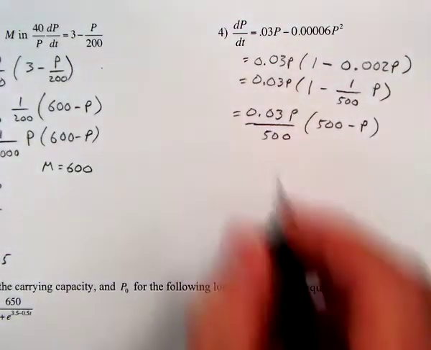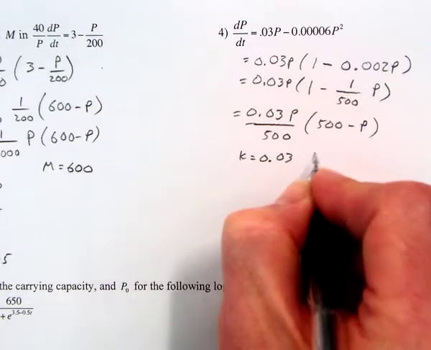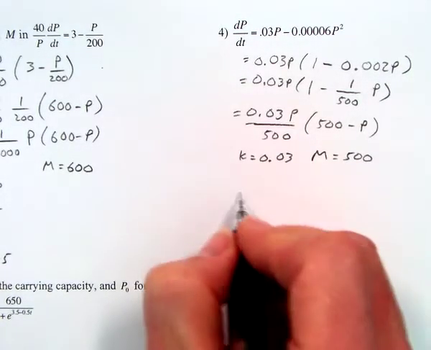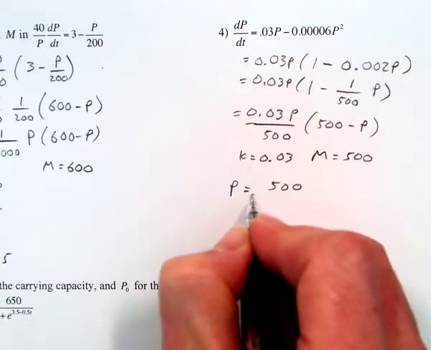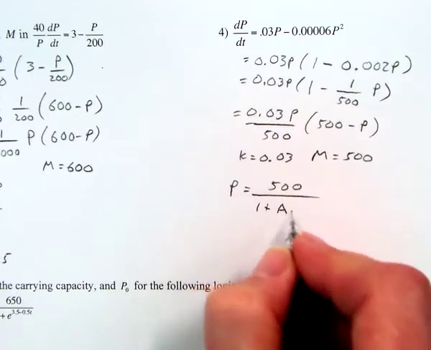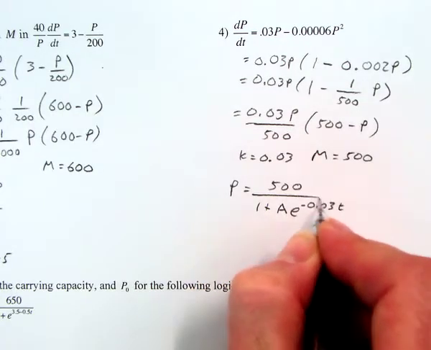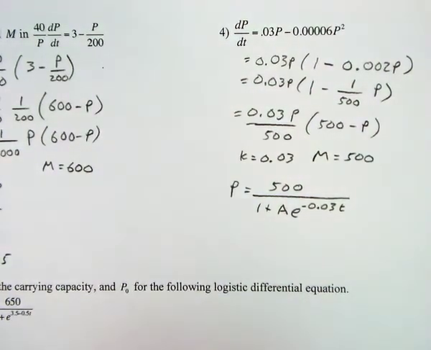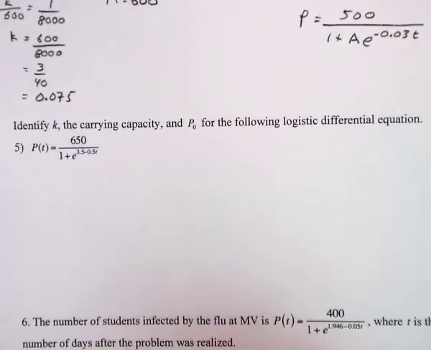So at this point we can see everything. We have K equals 0.03, M equals 500. Let's write the equation we would have right now. It would be P equals 500 divided by the quantity of 1 plus A e to the negative 0.03t. And at this point we don't know A. We would need some point, that initial value, in order to figure that out. All right, on to the next one.